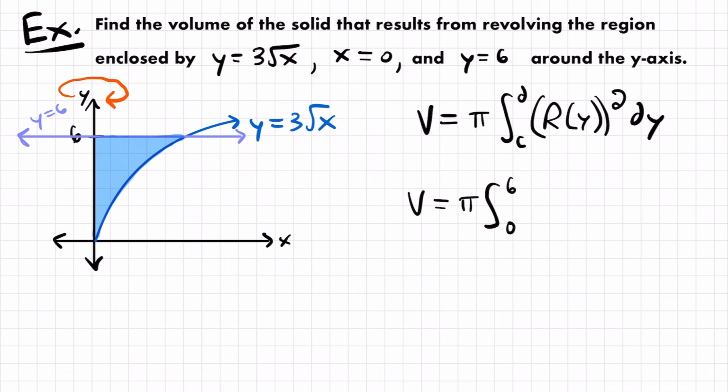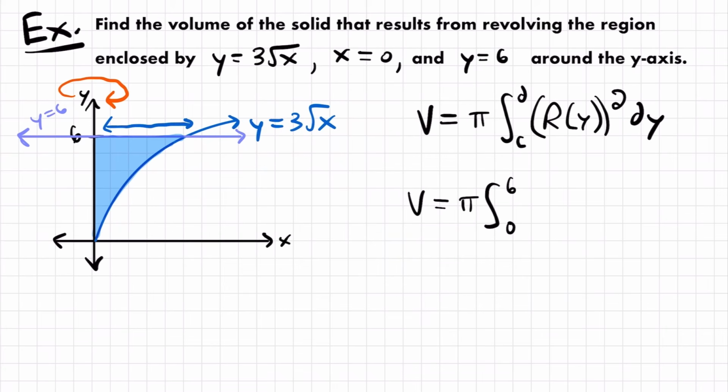And now we need to determine what our radius will be in terms of y. And so if we look at our shaded region, remember we are revolving around the y-axis, which means that the radius will be equal to the distance from the y-axis to the top of our region, or in this case, since we're working in terms of y, the right side of the region. And in this case, no matter where we go along our region, the distance from the y-axis will be this function right here, y equals 3 times the square root of x, right?